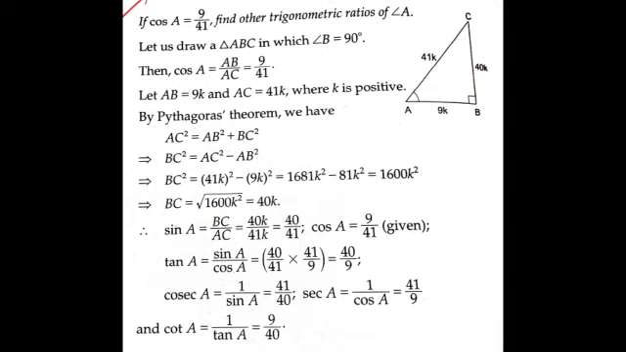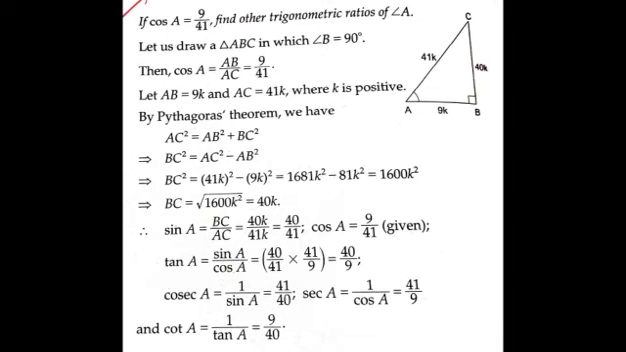Now since we are supposed to find the other trigonometric ratios, one trigonometric ratio is already given. It means we are left with 5 other trigonometric ratios. One by one I am going to find. Sin A, it is equal to perpendicular by hypotenuse, that is BC by AC, which is equal to 40K by 41K. So we can write 40 by 41.